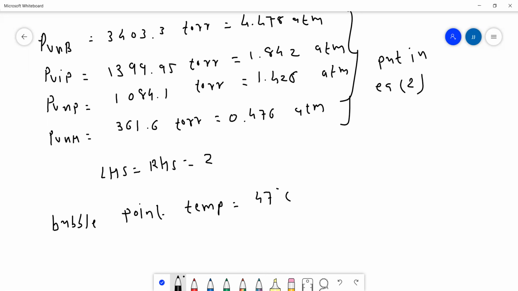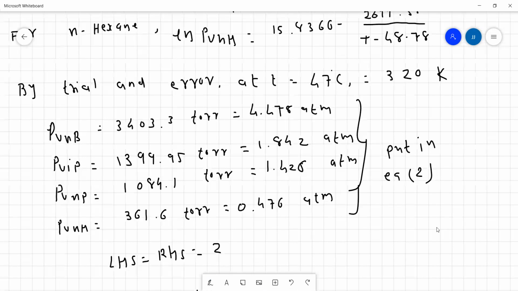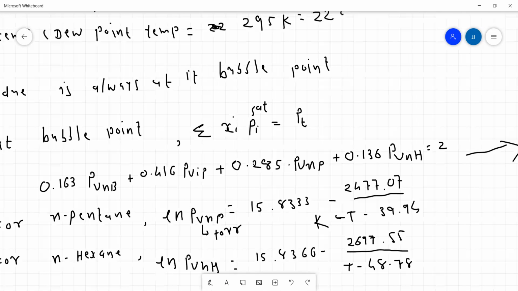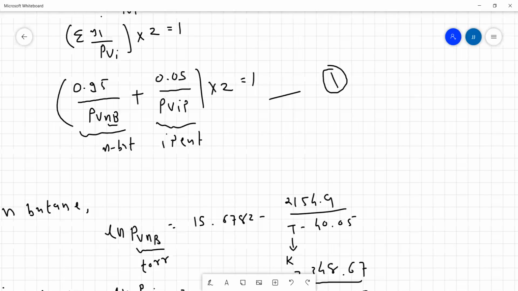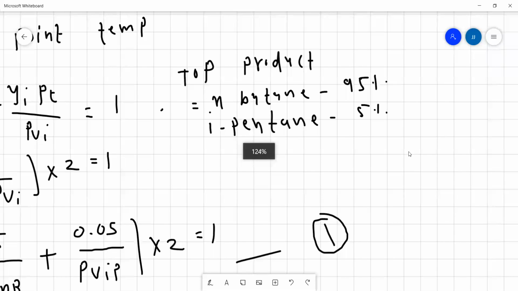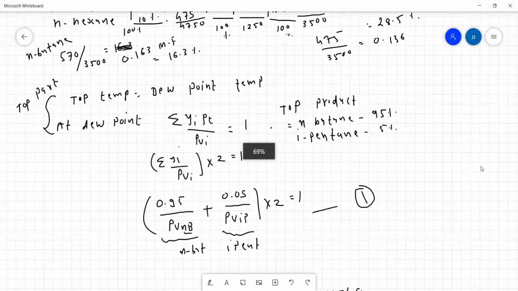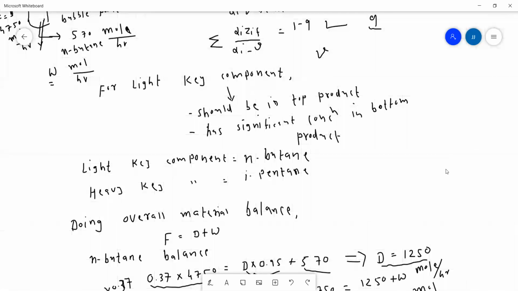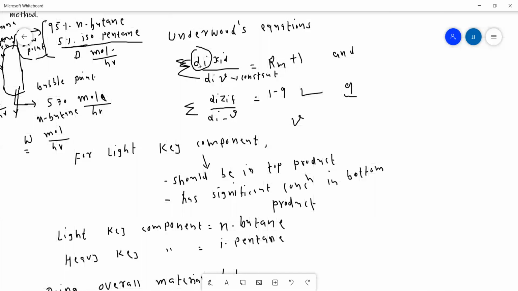Now in this equation there is the Underwood equation, which are these two equations I already mentioned. Yes, for these two equations we require the relative volatility of each individual component with respect to the heavy key component.